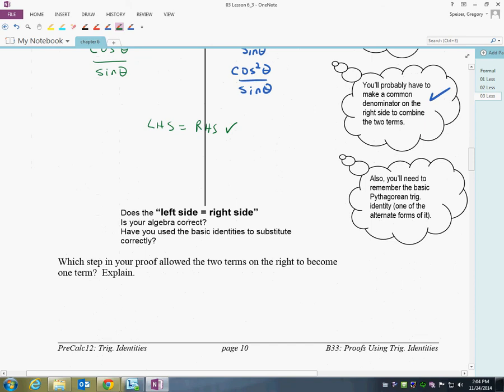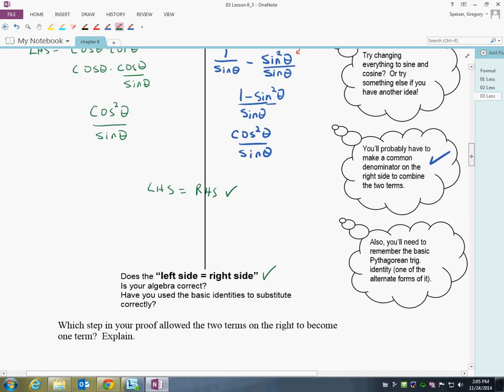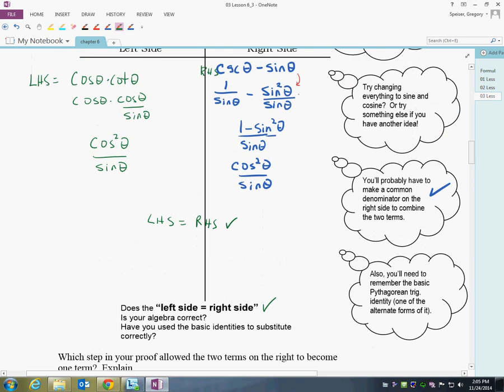Okay. Does the left side equal the right side? Yes. Is your algebra correct? Did we make any mistakes? Have you used the basic identities to substitute properly? Which step in your proof allowed the two terms on the right to become one term? The step that took place was right here, when we put it under a common denominator.